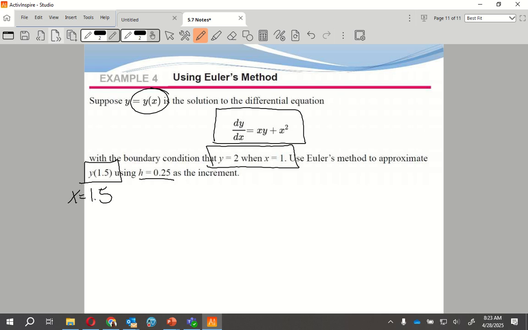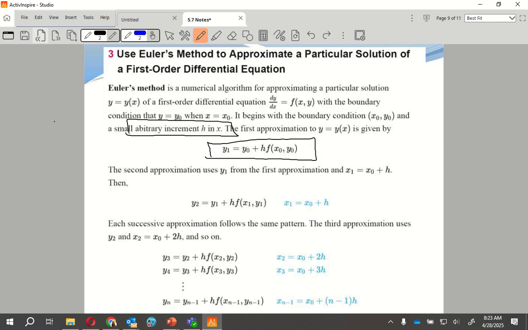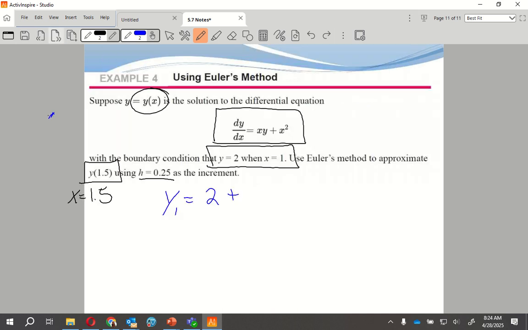So starting this out, I get y1 is equal to y sub naught, which is my original, which is 2, plus my formula says h times f of x, or f of x and y. So I'm going to plug in those. So h, what was h? H is 0.25.